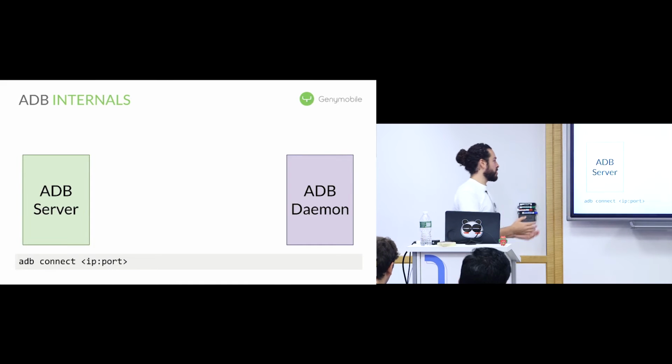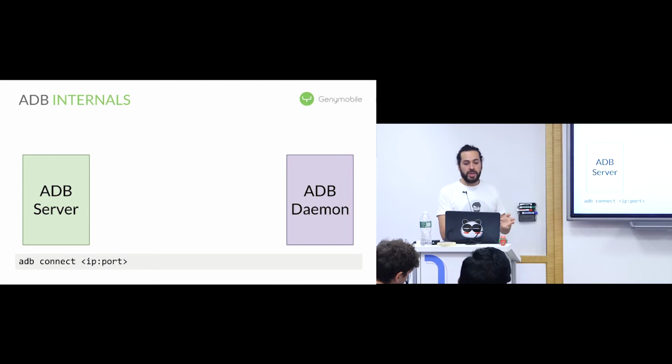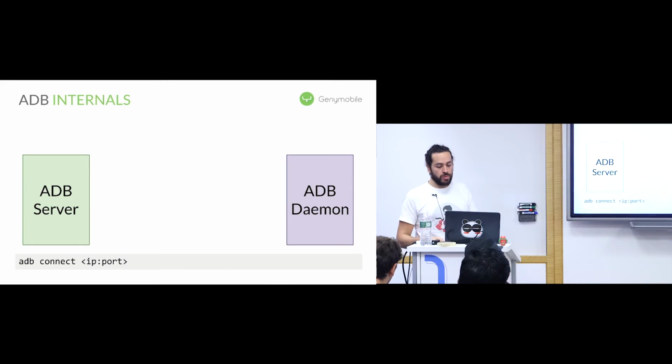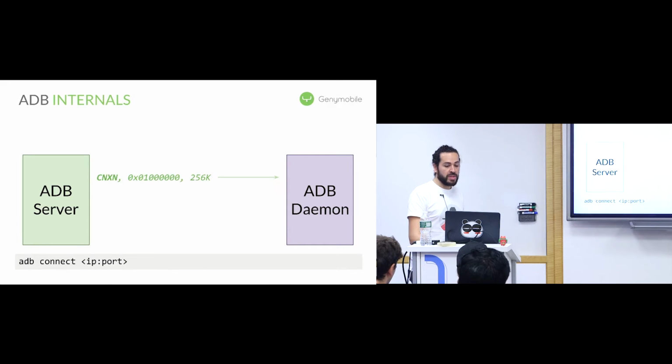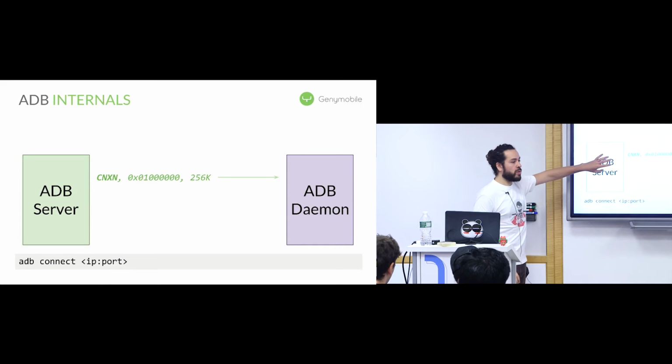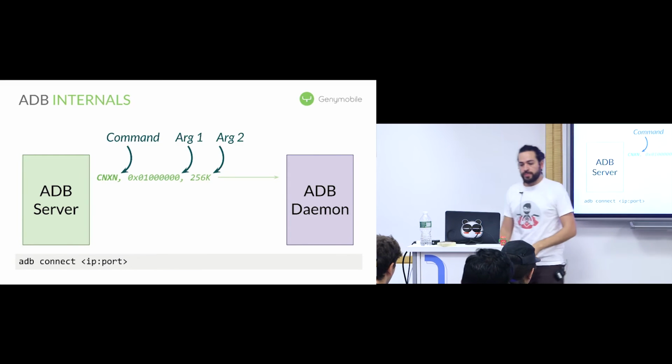So let's take a new example. We have this ADB command, adb connect, giving an IP and a port. It's when I want, as a user, to connect to a remote device, a wireless device, or a local device. So what's happening when I'm typing this command? First, the ADB server will send a message to the ADB daemon. I give you a small, interesting part of the message, and it describes here the command, the arg0 and the arg1.